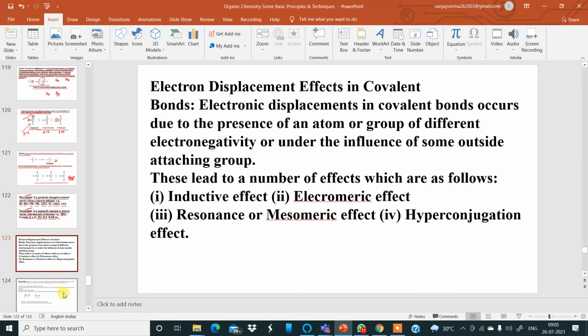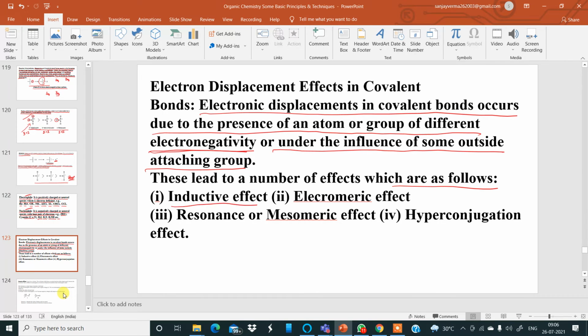After that, moving to the next slide, we can see electron displacement effects in covalent bonds. This is something which I have explained in the previous classes very nicely, but here I have given some written notes with respect to electron displacement effects. Electronic displacement in covalent bonds occurs due to the presence of an atom or group of different electronegativity or under the influence of some outside attacking group. This displacement happens either due to the presence of an electronegative group or the influence of some outside group which is coming there or which is already attached. Because of this displacement, a number of effects are observed.